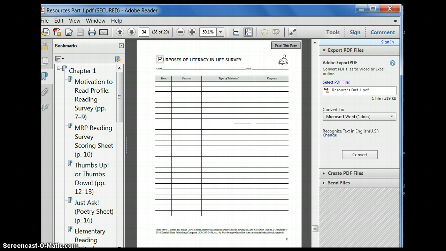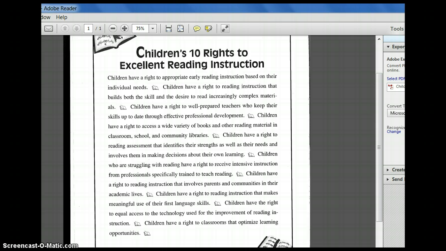All right, to launch you this week, I have this excerpt from the very front of the Jerry Johns book, which I think is appropriate for this course. It is the Children's 10 Rights to Excellent Reading Instruction. Hopefully, it will motivate and inspire you to have a great first session with your students. So have a great week.